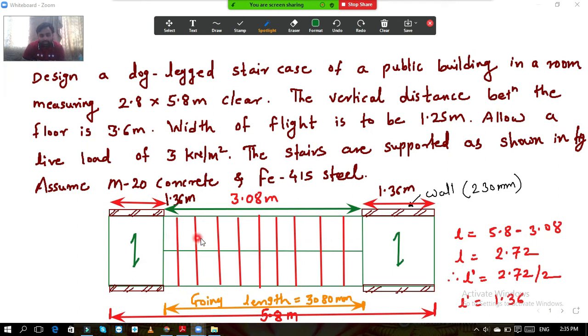And the spanning direction of the staircase is horizontal. The spanning direction of waist slab is horizontal, like this. Okay, but this landing slab is now in vertical spanning. So now in this case, we are going to use that g plus x plus y to calculate the effective span.